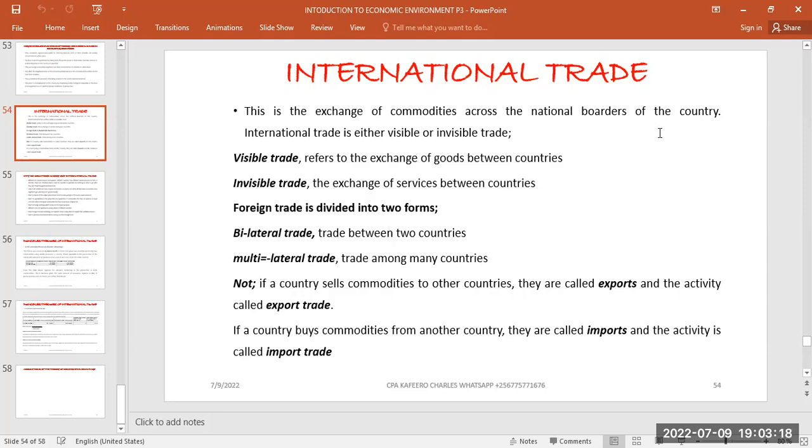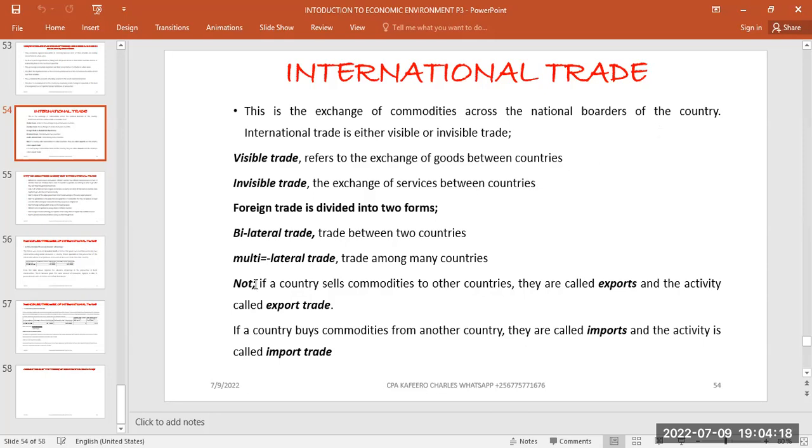Then foreign trade or international trade is divided into two forms. We have the bilateral trade and the multilateral trade. When we talk about international trade, it is the exchange of goods across the boundaries of the country. It means we are either engaging in goods or in services. And then, are we going to do that trade between two countries, or among different countries? Bilateral, bi means two, so lateral trade means we are doing the trade between two countries. Then multilateral is where we are trading with so many countries.